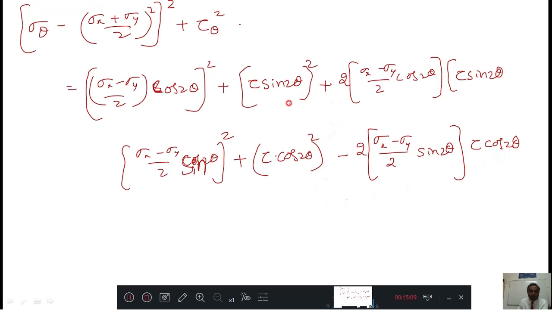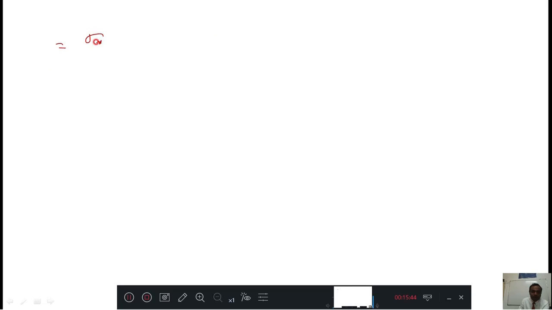Okay, in this equation if you see, the term (sigma x minus sigma y)/2 cos 2 theta times tau sin 2 theta, 2 times that, appears in both, therefore this and this cancel. Correct? Now here this I can write. The left part is ((sigma x minus sigma y)/2) whole square cos square 2 theta plus tau square sin square 2 theta. Correct? That equals ((sigma x minus sigma y)/2) whole square cos square 2 theta plus tau square sin square 2 theta.